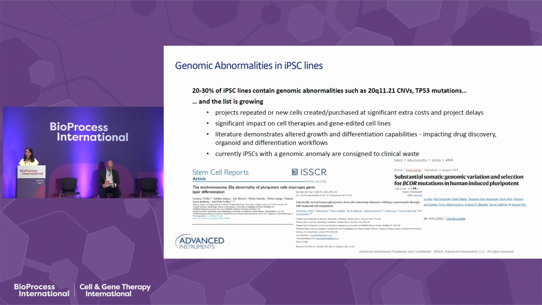So it's estimated that between 20 to 30% of all iPSC cell lines have an unwanted change or mutation. And some of these are in the common 20q11.21 copy number variants. But as iPSCs are more regularly being used, we're now seeing this list of mutations increase.